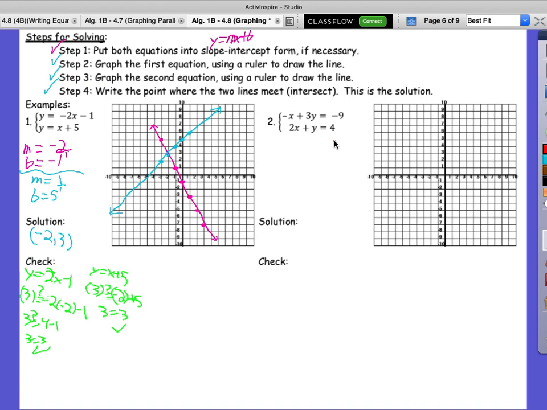Okay. So if I write down -x plus 3y is equal to -9 here, we have to do our step 1. We have to try and get y by itself. Notice I'm writing it small to give myself room.